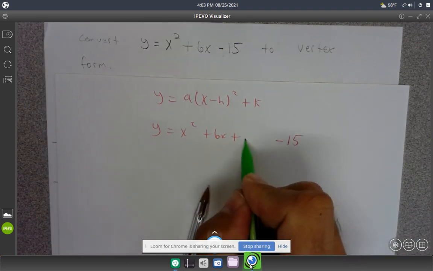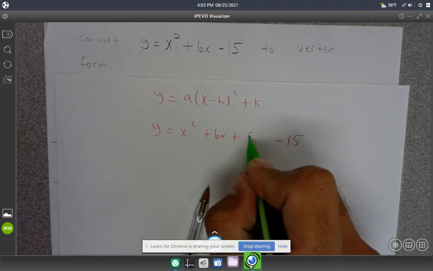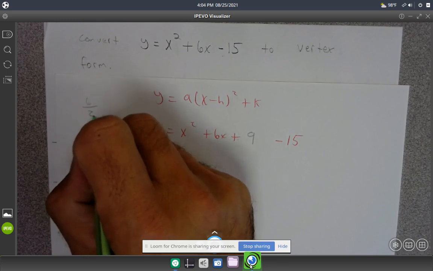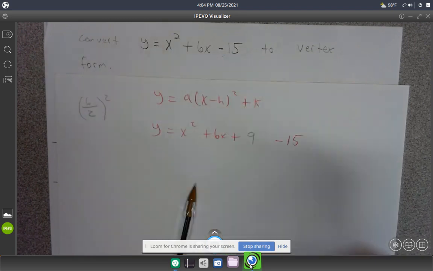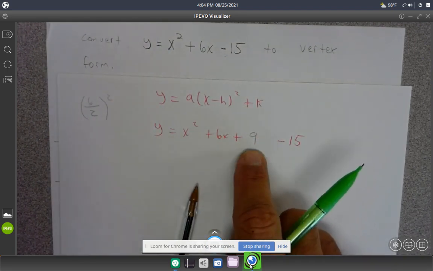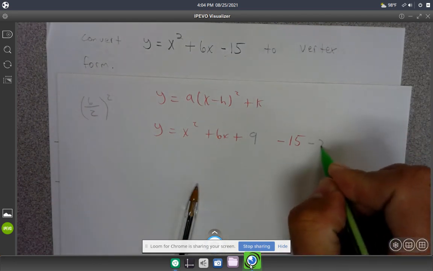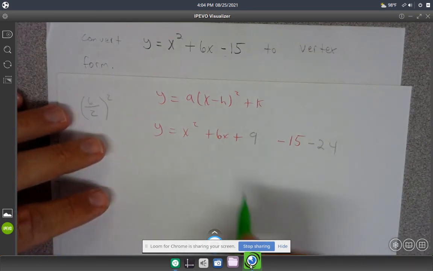To figure out what number to add here, I'm going to cut this in half, which would make it a 3, and then I'm going to square that. So that's a 9. You take the 6 and cut it in half, and then you take that answer and square it. That's how you get that number there. If you add a 9 here, you have to subtract the 9 somewhere else. And this is how we complete the square.